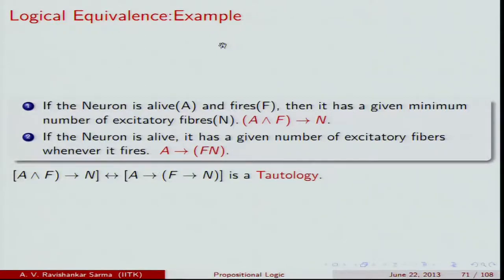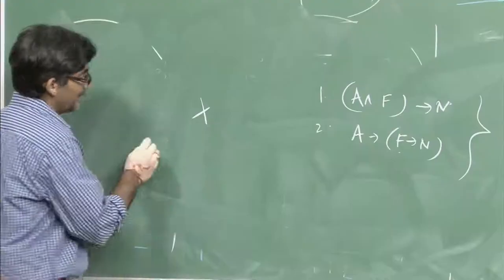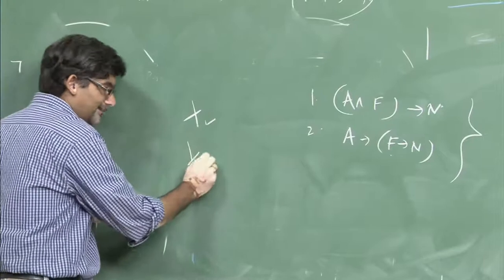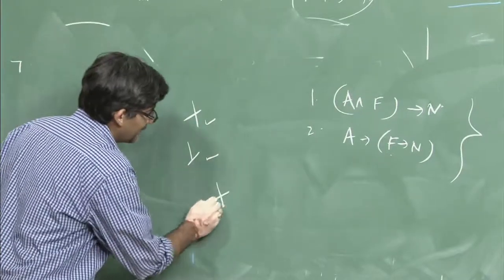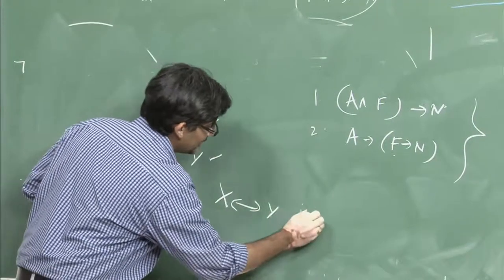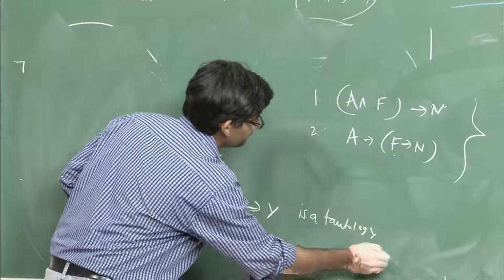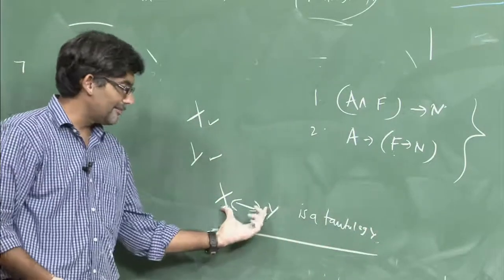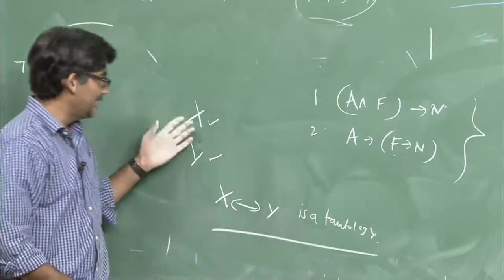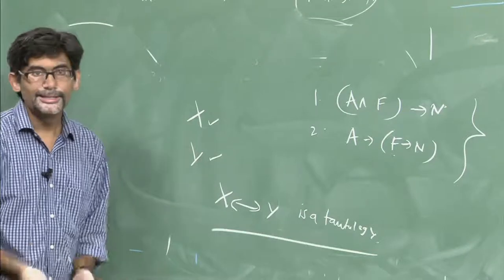Now if you want to show that this is going to be a tautology, let the first statement be X and the second statement be Y. Then X and Y are logically equivalent especially when X if and only if Y is a tautology. If you can show that X if and only if Y is a tautology, then X and Y are said to be logically equivalent.